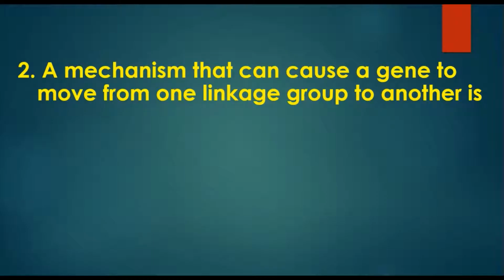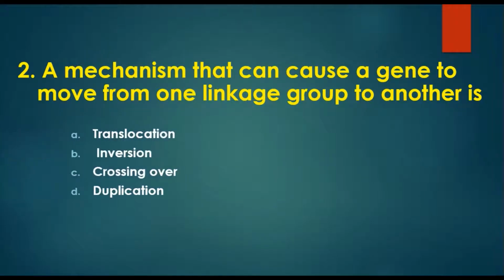A mechanism that can cause a gene to move from one linkage group to another is. Options are A. Translocation, B. Inversion, C. Crossing over, D. Duplication. So here, a mechanism that can cause a gene to move from one linkage group to another is going to be called translocation.